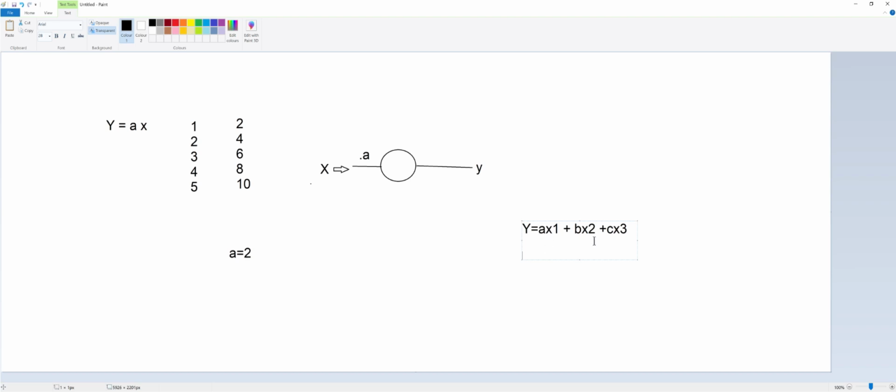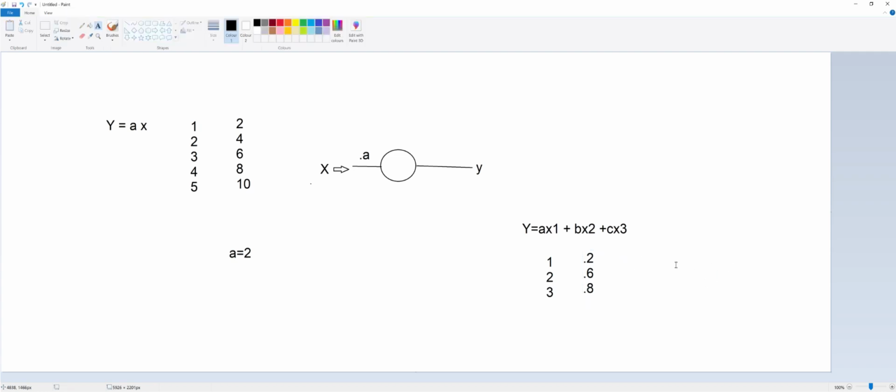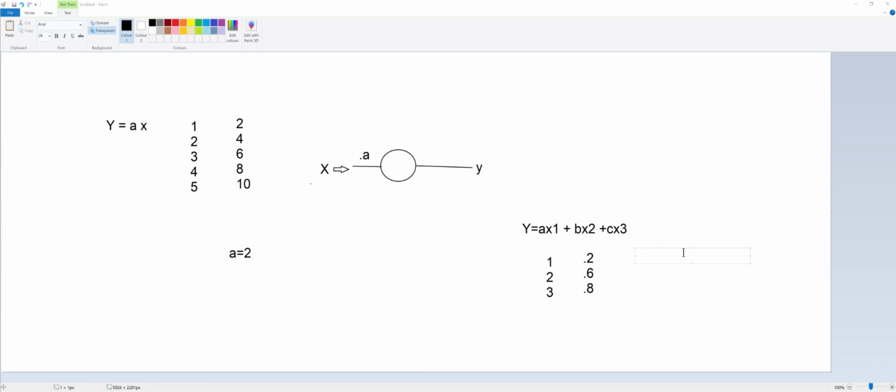And to be able to do that, if you have a set of values for x1, x2, x3, it would be like x1, let's say, was 1, 2, 3, and then let's say x2 was 0.2, 0.6, and 0.8, and let's say x3 was 10, 11, and 12, just for the sake of it. So to calculate y, you need to know what A is, what B is, and what C is, just as you needed to know what A was here to calculate that. This is the foundation of the idea.